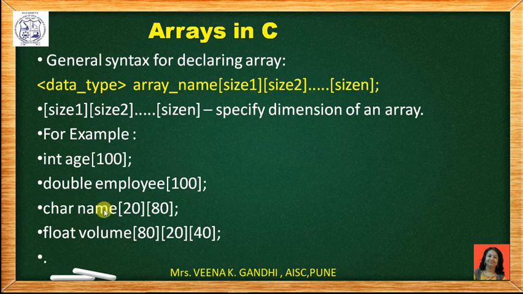Here, char name[20][80]: 20 and 80 are two subscripts, so it is a two-dimensional array of char type. Now volume is having three subscripts, [80][20][40], so it is a three-dimensional array of float type.